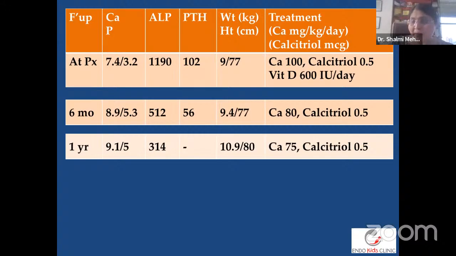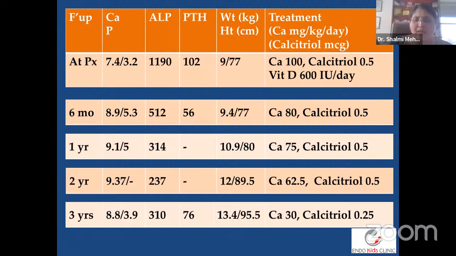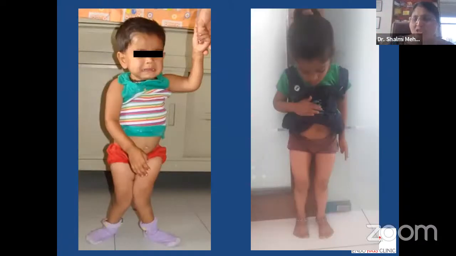The child has started picking up on the height as well. She has gained 3 centimeters height now. At 2 years, you can see, she grew 9.5 centimeters. So that's an indirect evidence that my bones are healing. I'm now decreasing my doses of calcium. And at 3 years, I'm just on my basal dose of calcium along with calcitriol, and all my blood parameters are absolutely normal. So this was a child earlier and this is a child now.